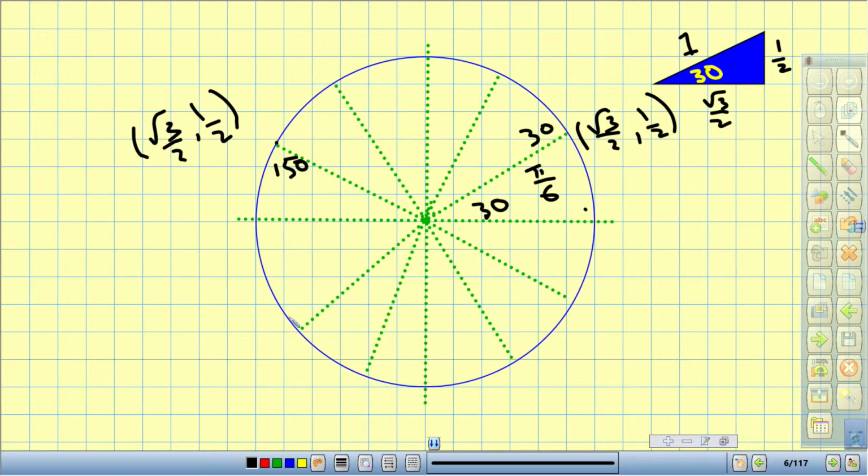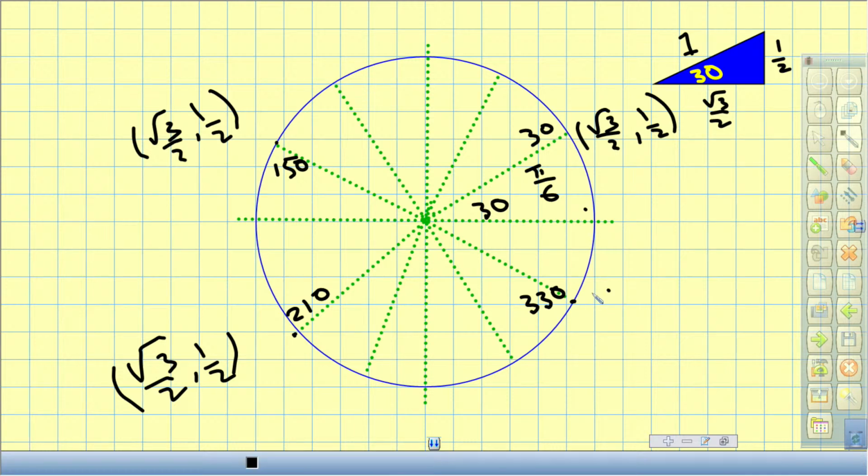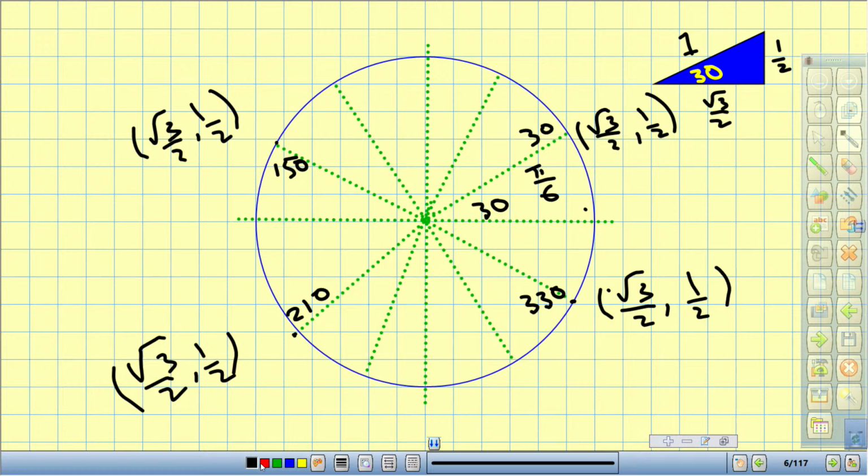Another 30 down here. What's 30 plus 120? 210. You're going to see a square root of 3 over 2 and a 1/2. And lastly, this 30 down here is going to be the 330 degrees, which again is going to be the same square root of 3 over 2 and 1/2. I just have to adjust it now. This is a negative cosine, negative cosine, negative sine. This is a negative sine. And that's it. That's how you do the 30 as well.